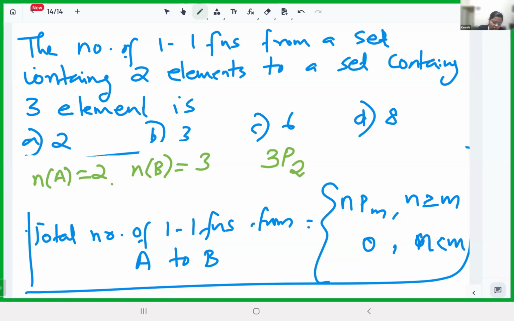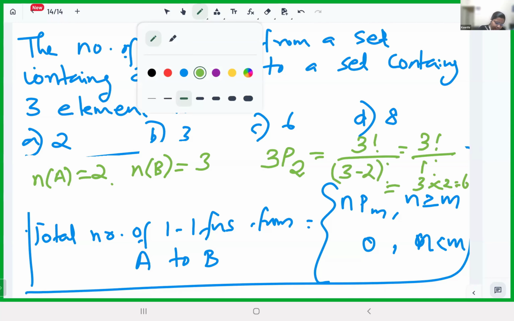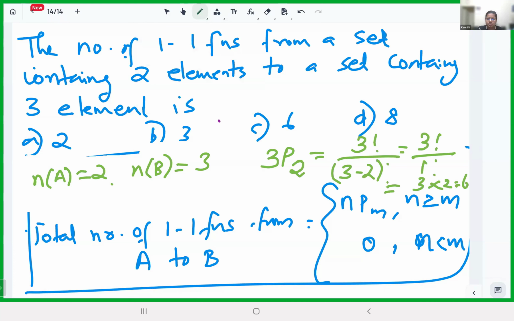What is 3P2? How will you find the value of 3P2? It is 3 factorial by (3 minus 2) factorial. That is nothing but 3 factorial by 1 factorial. So what will be the value? That is nothing but 3 into 2 into 1, which is equal to 6. All right. So how many one-one functions will be there? It is nothing but 6.